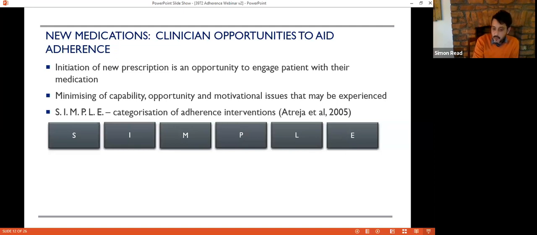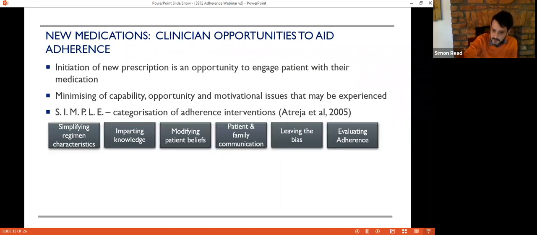To help break this down, one old school way of categorizing adherence interventions that can be applied by clinicians is the simple mnemonic, which is outlined here on the slide, and which I'll go into more depth in the next one, but broadly consists of simplifying the regimen, imparting knowledge or education, modifying pre-existing patient beliefs, patient and family communication, leaving the bias or assumptions behind, and evaluating adherence.